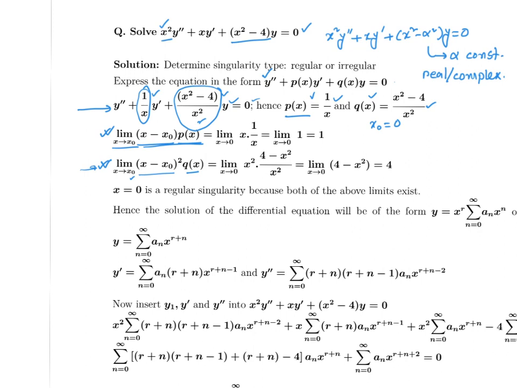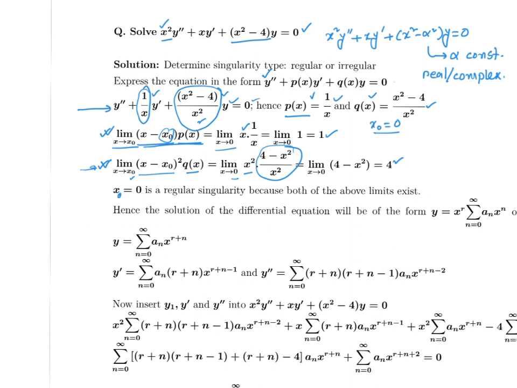Now, since our x naught is 0, we take the limit as x approaches 0 of x times p of x, which is x times 1 over x, and the limit is 1. Similarly, for q of x, this is my q of x times x squared, and I take the limit as x approaches 0, and the limit is 4. So both of these limits exist. Therefore, this point x naught is a regular singular point. In this case, x naught equal to 0 is a regular singular point.